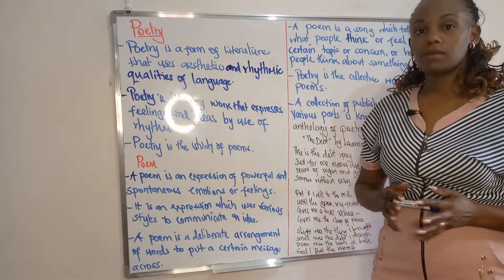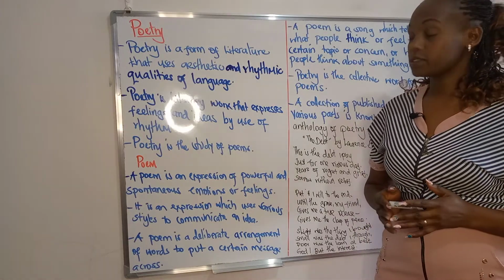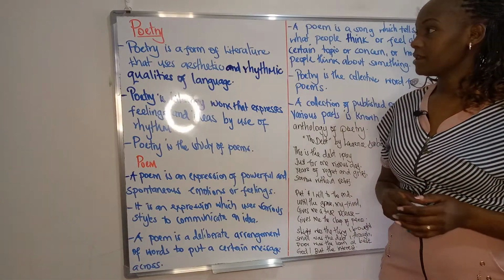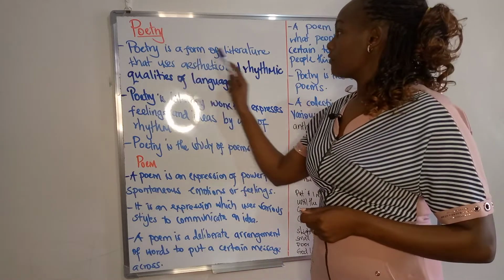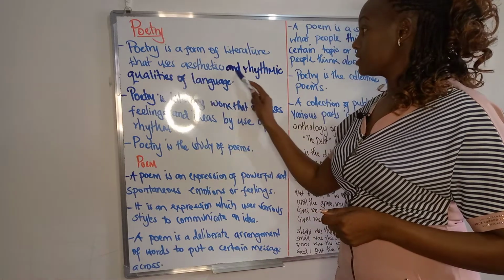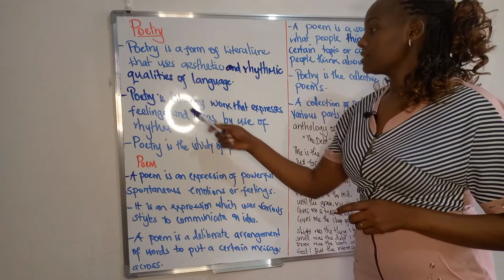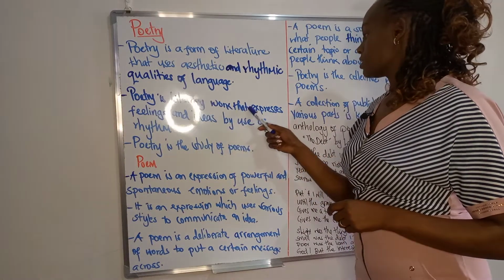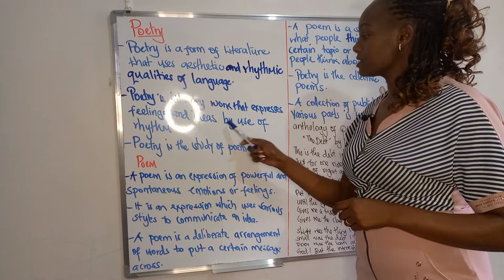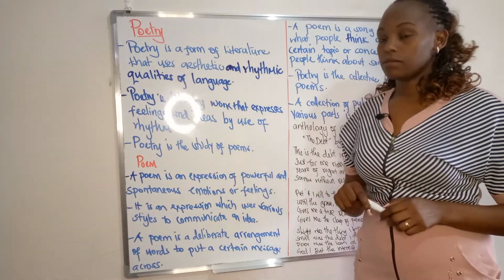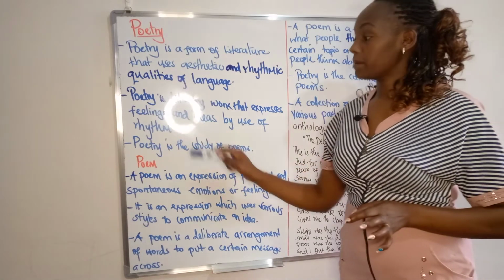In this lesson, we're going to introduce ourselves to poetry and poems. Now, poetry is a form of literature that uses aesthetic and rhythmic qualities of language. Poetry is literally work that expresses feelings and ideas by use of rhythm. Now, rhythm is brought about by many things.